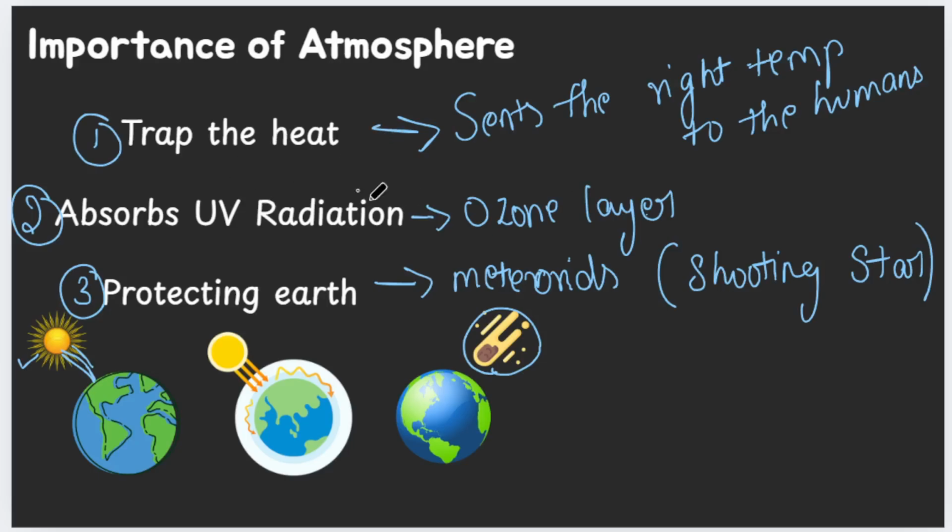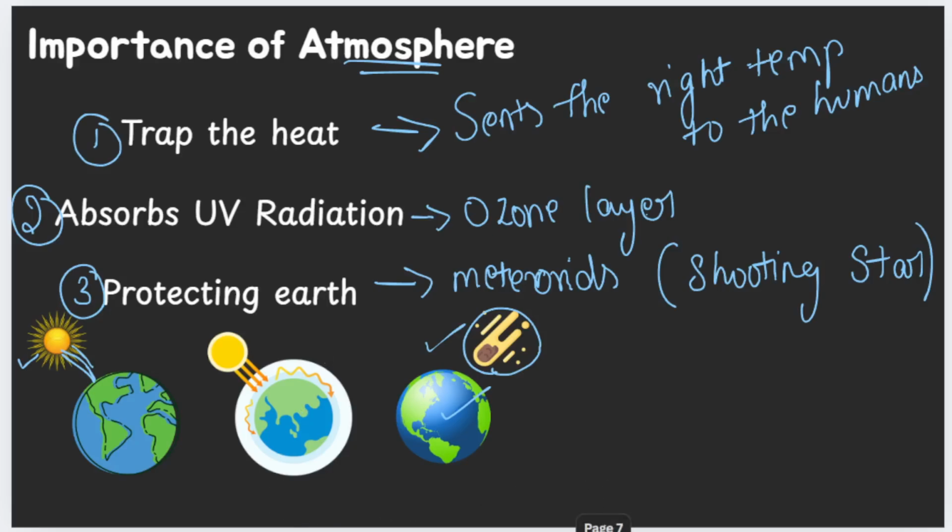So it is protecting the earth. The atmosphere is protecting the earth. So that is what is called protecting earth, right? So the first thing is it sends the right amount of temperature to the humans, the second one is it protects from harmful rays through the ozone layer, and the third one is it burns the meteoroids. So these are the three important things that the atmosphere does. Okay.